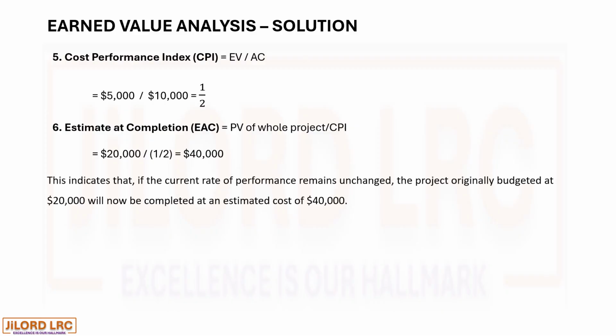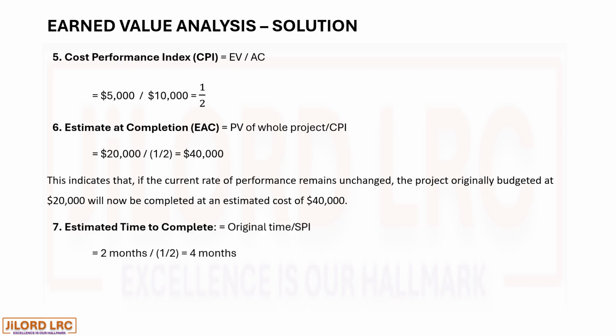This indicates that if the current rate of performance remains unchanged, the project originally budgeted at 20,000 will now be completed at an estimated cost of 40,000. 7. Estimated time to complete. That is the original time divided by schedule performance index.